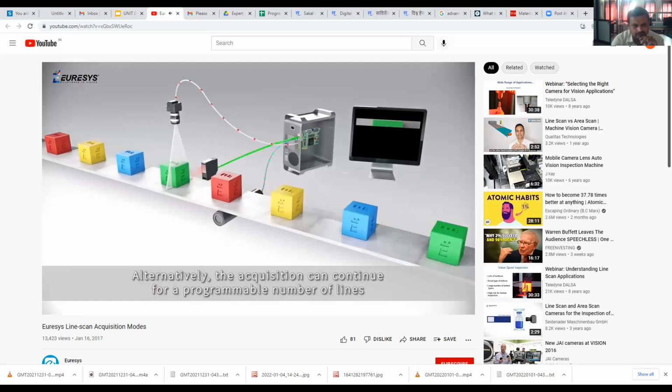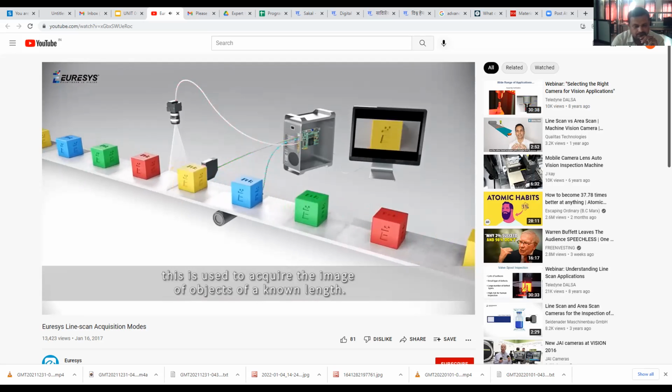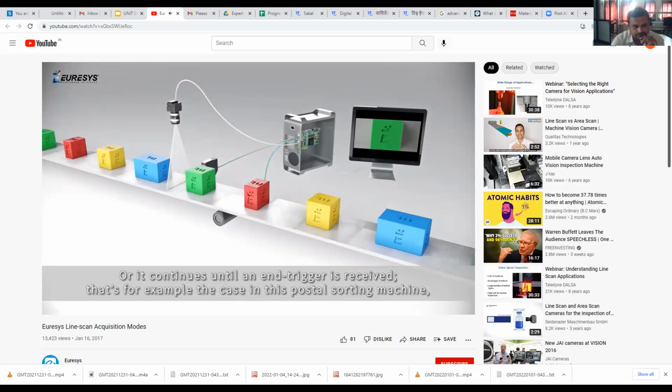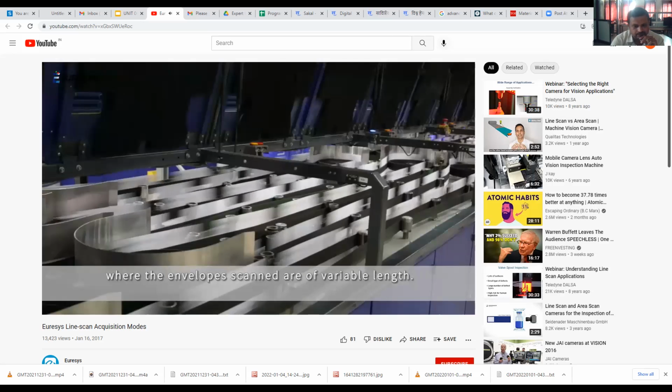Alternatively, the acquisition can continue for a programmable number of lines. This is used to acquire the image of objects of a known length. Or it continues until an end trigger is received. That's, for example, the case in this postal sorting machine, where the envelopes scanned are of a variable length.